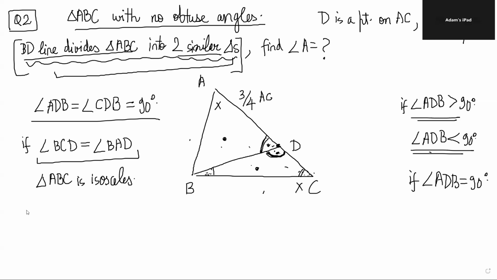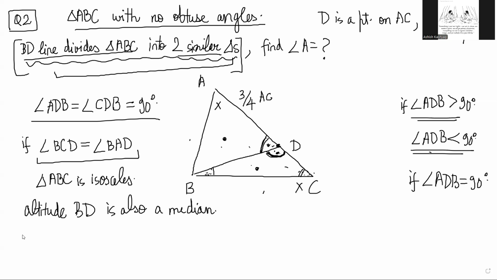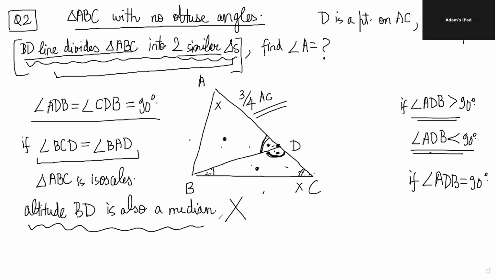And then the altitude BD is also a median. The altitude from the vertex of an isosceles triangle is a median, right? But that contradicts our condition that AD is 3 by 4 AC, right? Do you understand why this will not work? Because if this was equal, then the triangle is isosceles, then altitude is a median. But that is not given, right?